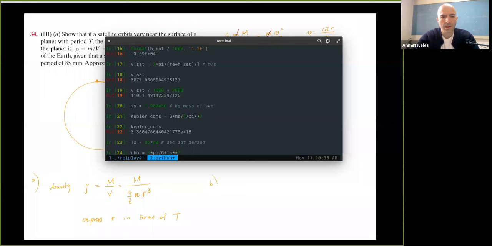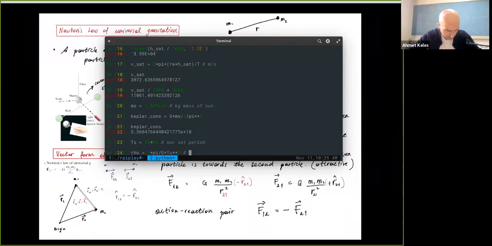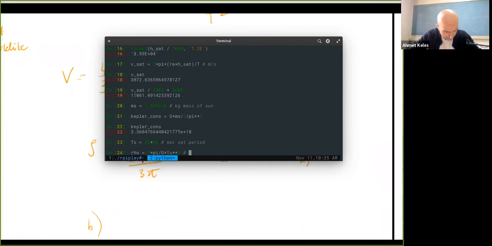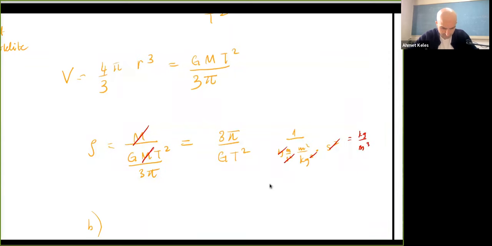And let's calculate the unit. So the unit is 1 over G, which is Newton meter squared per kilogram squared, and T is second squared. Newton is kilogram meter per second squared. So if I clean this up, I have meter times meter squared, meter cubed. So this whole thing is kilogram per meter cubed. Basically, the unit works as it should.